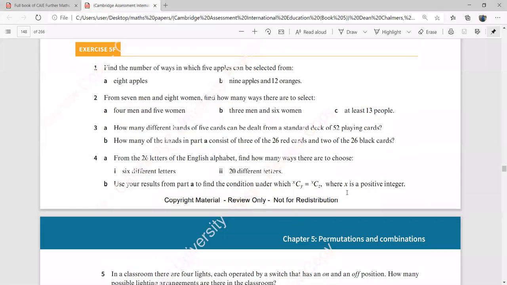Now we have exercise 5F, which is all about combinations. Let's start with the first question. It says, find the number of ways in which 5 apples can be selected. You see, this is the key word now, selected. We're not going to arrange them, we're just going to select them. Find the number of ways in which 5 apples can be selected from 8 apples.